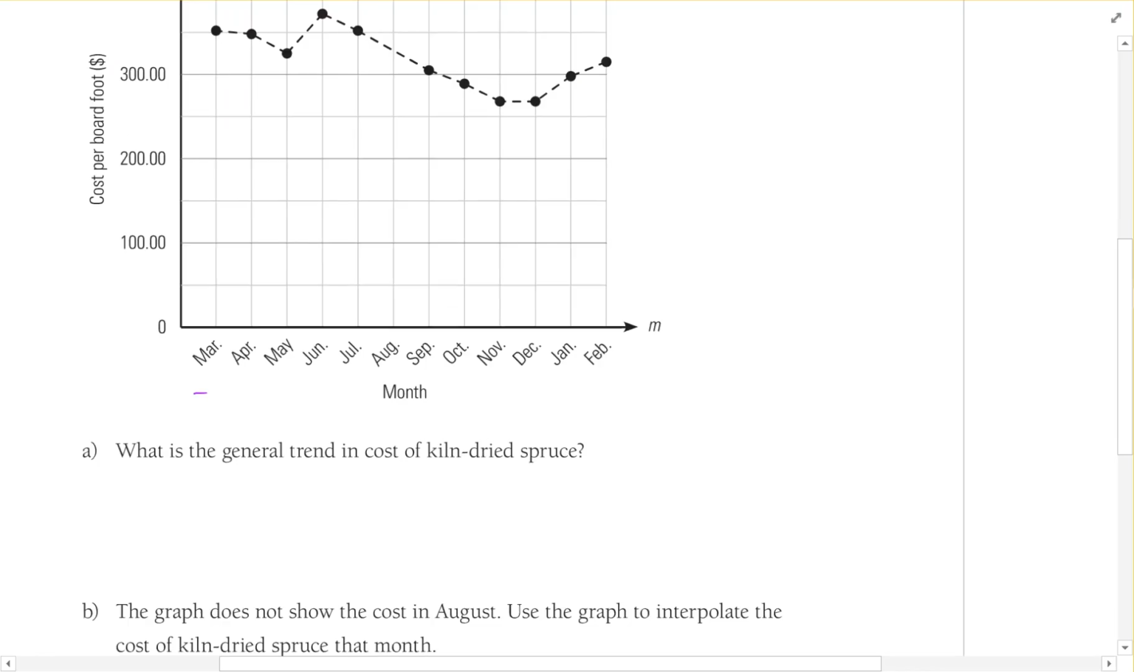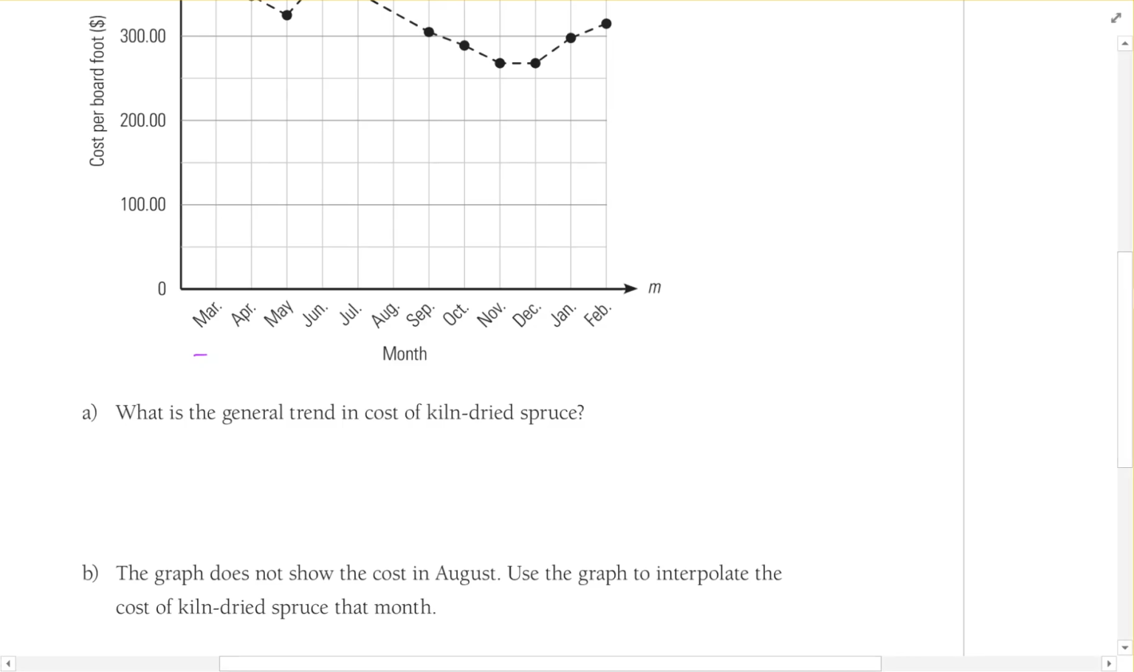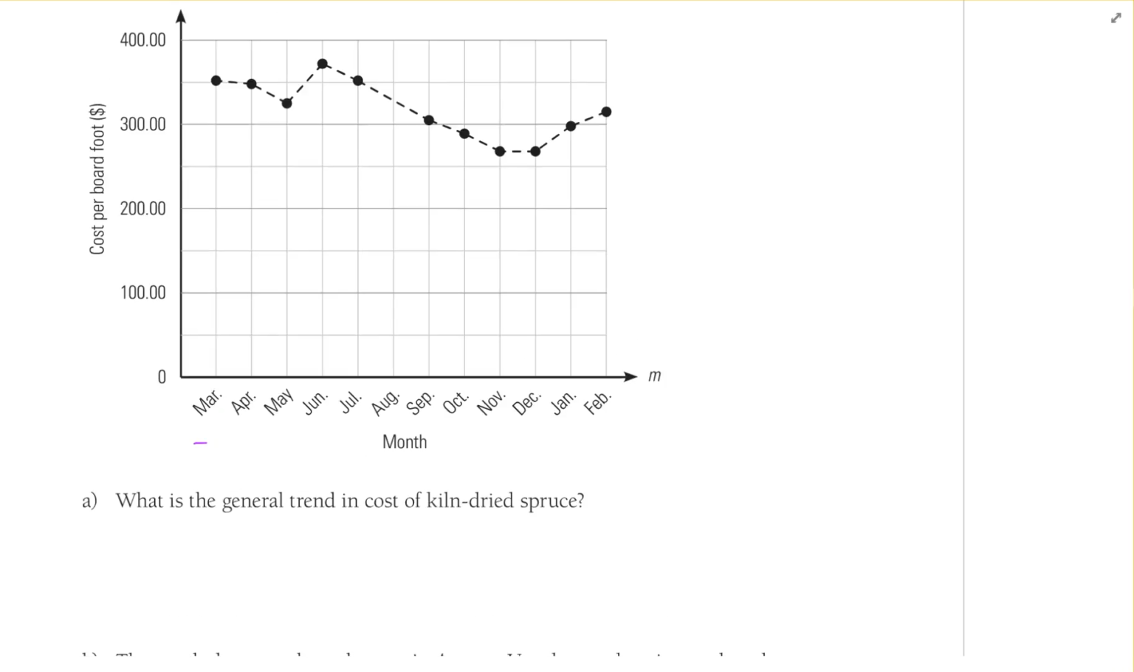So what is the general trend in cost of kiln-dried spruce? Okay, so for A, I would say the general trend, if you could draw a line from where we started, looks like a downward trend. It does seem like it's most expensive in June, I guess. But then, pretty systematically, it starts to go down throughout the year. So we just say a downward trend.